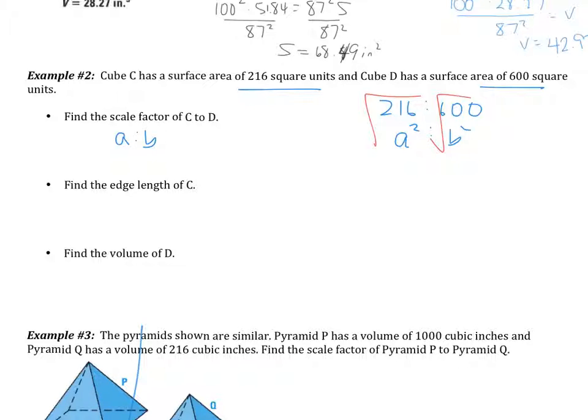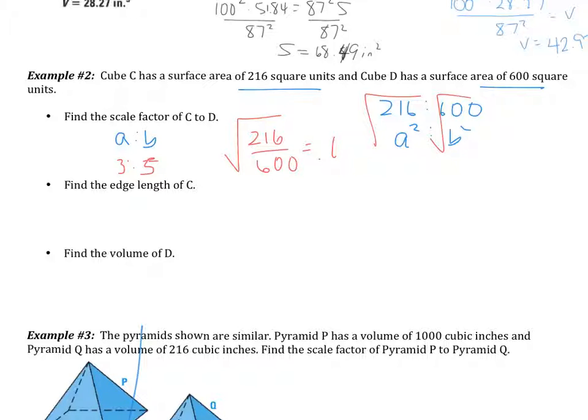So, very simple. All you're going to do on your calculator is do the square root of 216 over 600. Type that in. Hit enter. It's going to give you a decimal of 0.6. Hit math, frac. What is 0.6 as a fraction? 3/5. So that means our ratio is 3 to 5. Does that make sense?